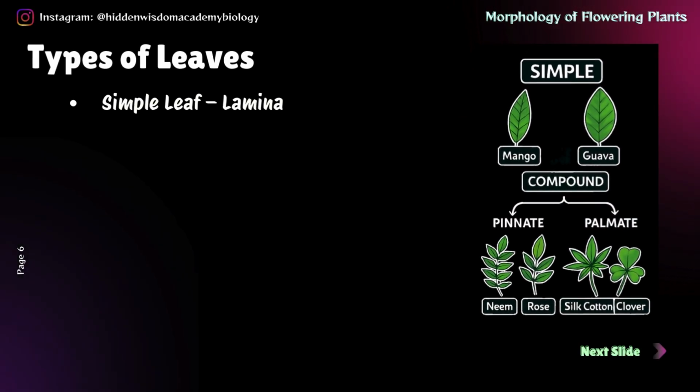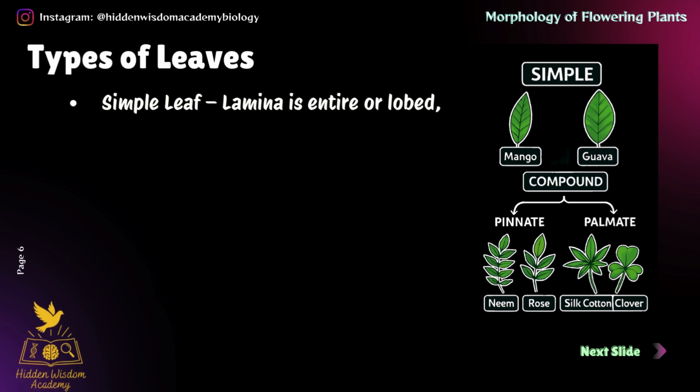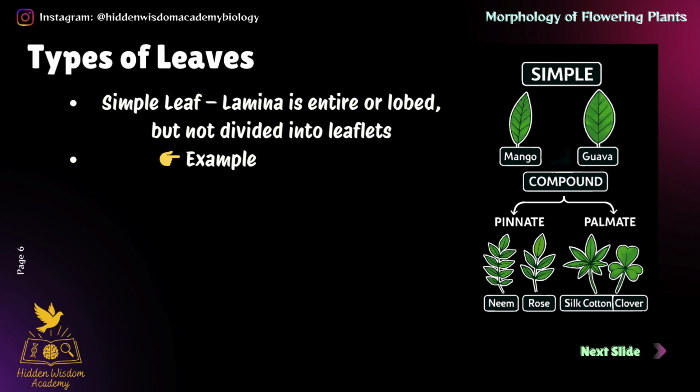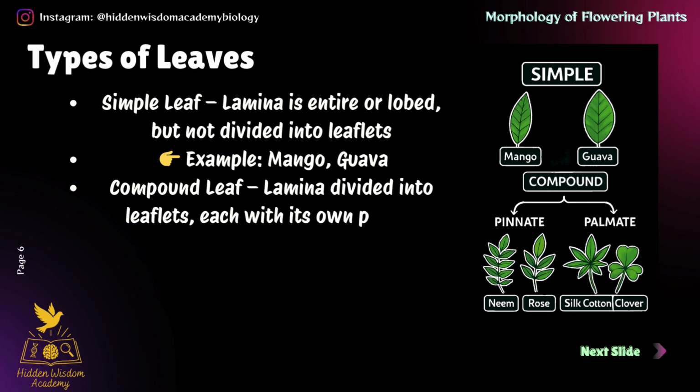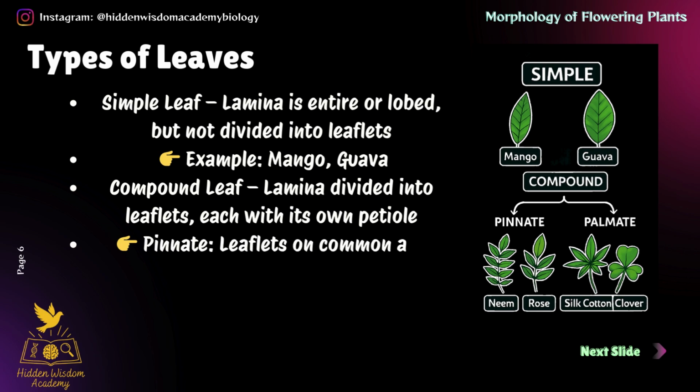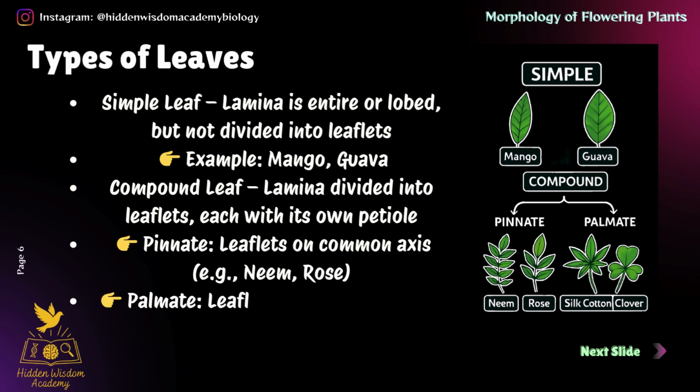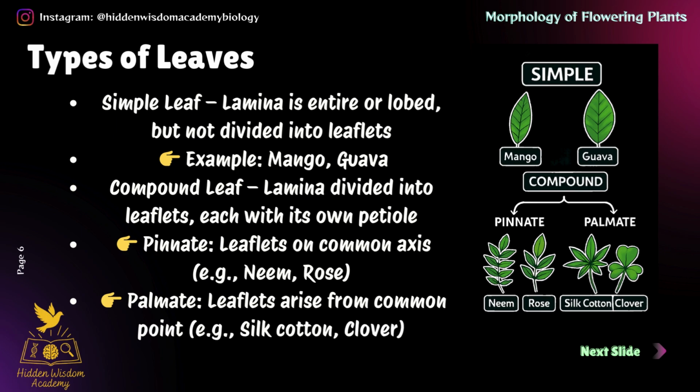Let's talk about the types of leaves. Leaves are of 2 types, simple and compound. In a simple leaf, the lamina is entire or lobed but not divided into leaflets, like in mango and guava. In a compound leaf, the lamina is fully divided into leaflets that look like small leaves but share the same petiole. Compound leaves can be pinnate, with leaflets along a central axis, like in neem and rose, or palmate, with leaflets from a common point, like in silk cotton and clover. This is an important topic for NEET.